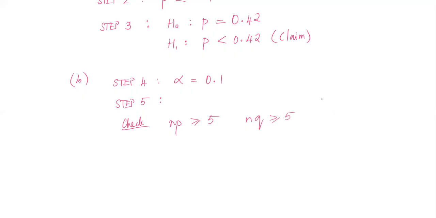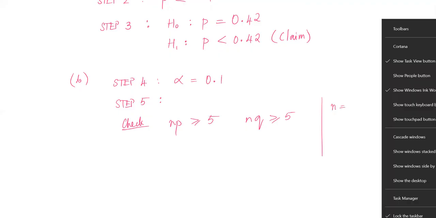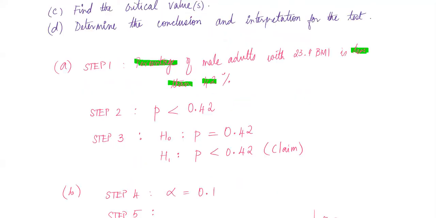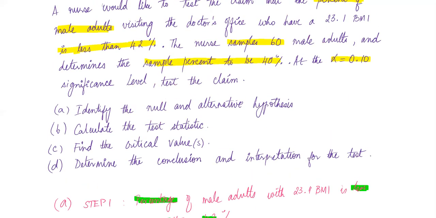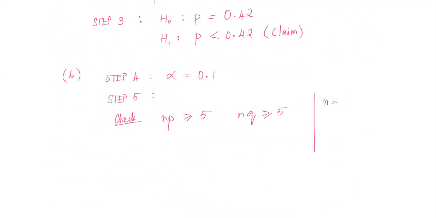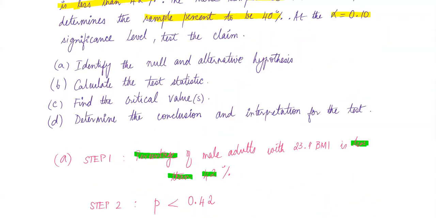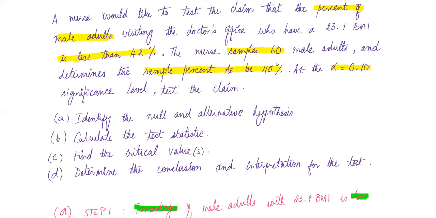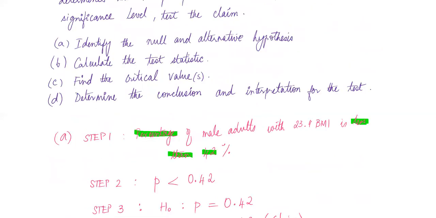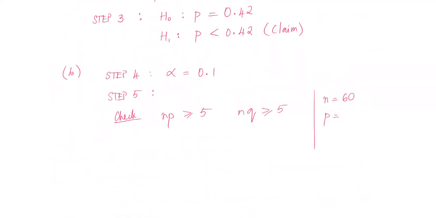So go ahead and identify your n and your p and your q. So I want to see what n is. n is the number of samples. So samples, the nurse samples 60 male adults. So, you know, your n is 60. p here is just your population proportion. So you just have that here. You don't go to the sample. You just go to 0.42. q is 1 minus p.